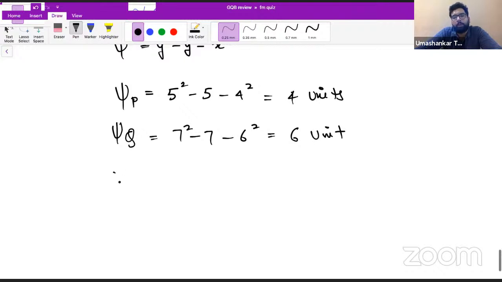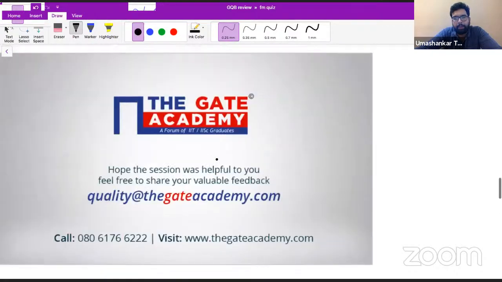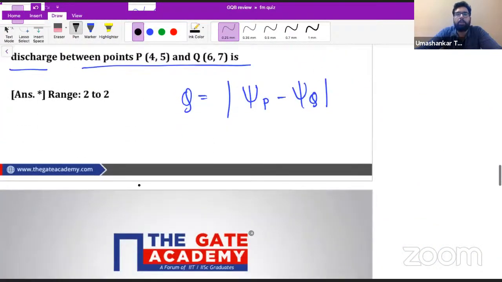Okay. Now what will be the discharge? Discharge is the difference of the stream function between 2 points, with the mod. So minus means nothing here. So basically we have to do the difference of it. So 6 minus 4, that is 2 units. So what is your discharge here? The 2 units. Right, beta? So did you understand this question or not? Please answer me.